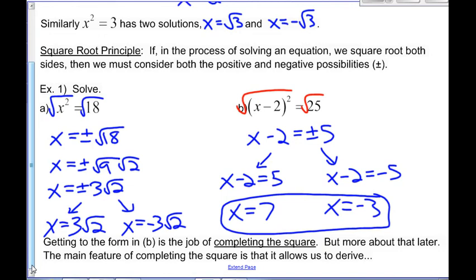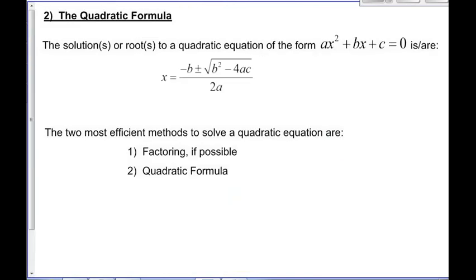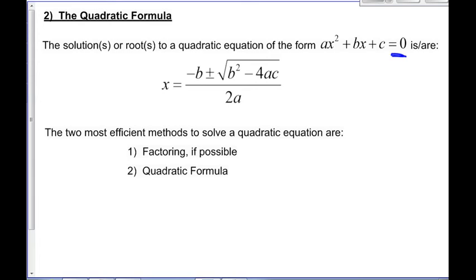The main feature of completing the square is that it allows us to get the quadratic formula. So we're not doing a proof here of where this comes from. We might at the end of the video, but the main thing is that you know how to use it. So the solutions, or roots, to a quadratic equation of the form ax squared plus bx plus c equals 0, which has to be in equals 0 form, is negative b plus or minus the square root of b squared minus 4ac all over 2a.